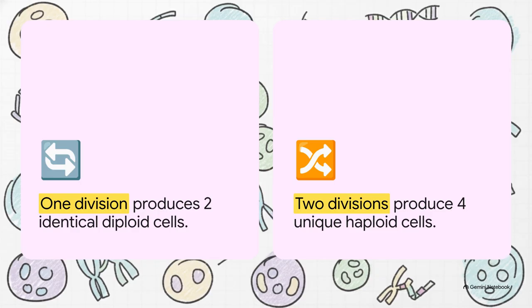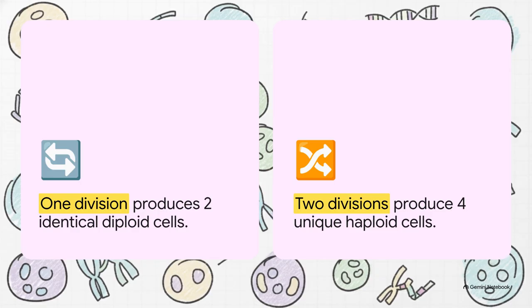The absolutely crucial point here is that Meiosis I reduces the ploidy level. It takes it from diploid down to haploid. That is a totally unique reductional event that never happens in mitosis. Mitosis involves just one division, and it produces two perfectly identical diploid daughter cells. That's basically just for growth and tissue repair.